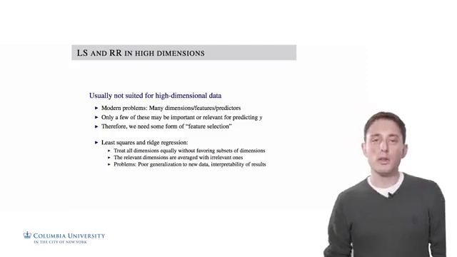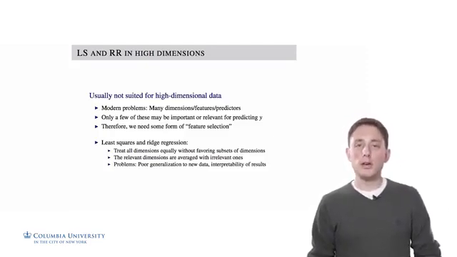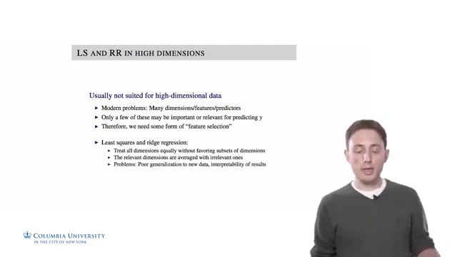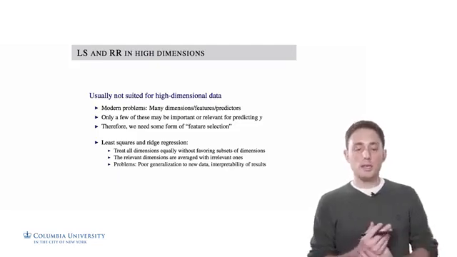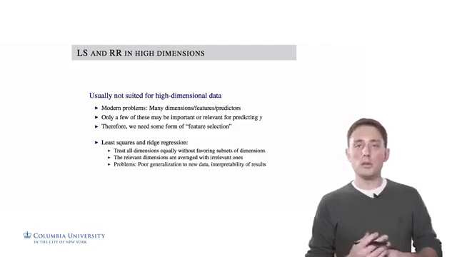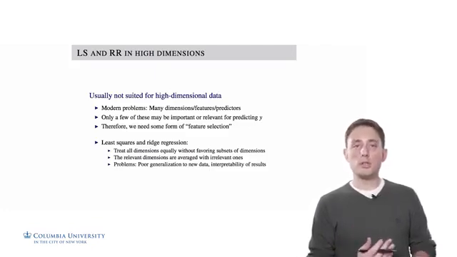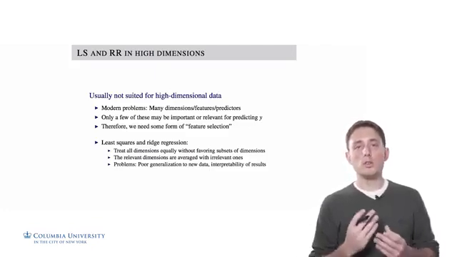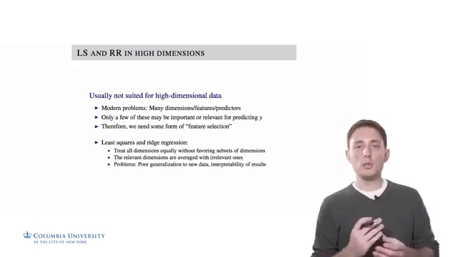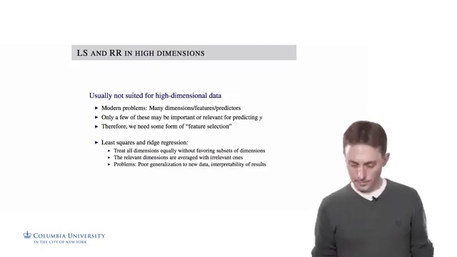So least squares and ridge regression are not useful in this scenario because both of them treat all of the dimensions equally without favoring subsets. So when we want to pick subsets of dimensions, least squares and ridge regression aren't going to do that. And so we're going to discuss a method now for doing linear regression, where we also try to find subsets of the dimensions in x that are going to be useful for predicting y.